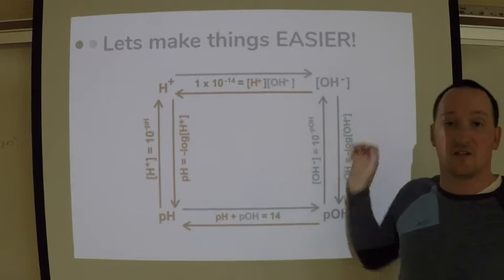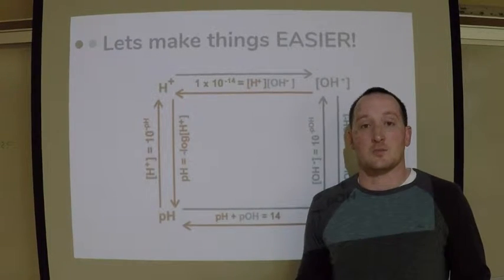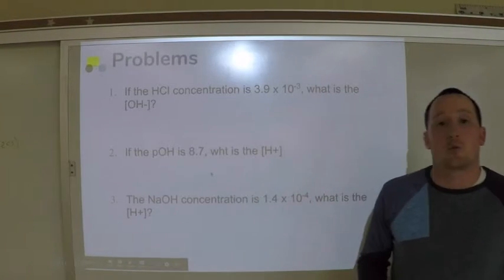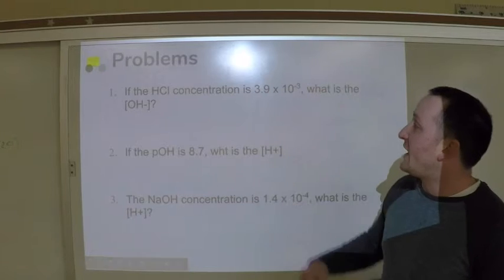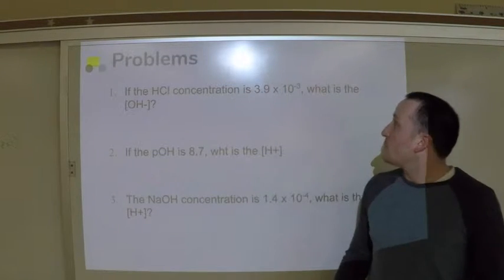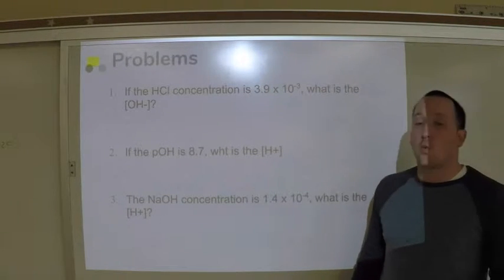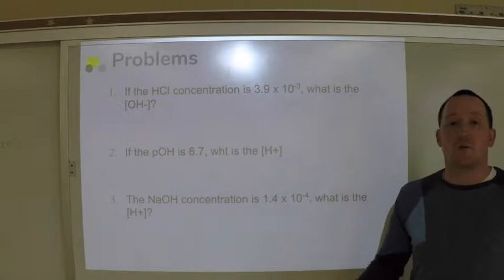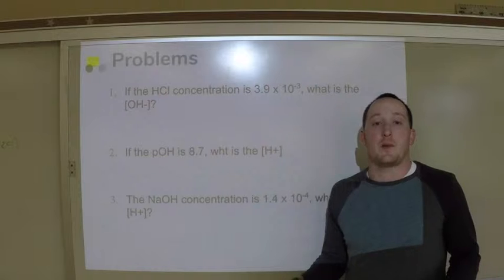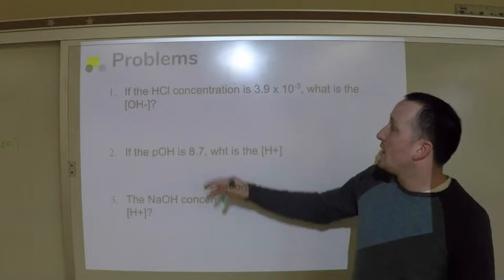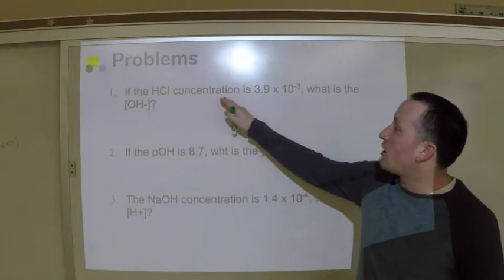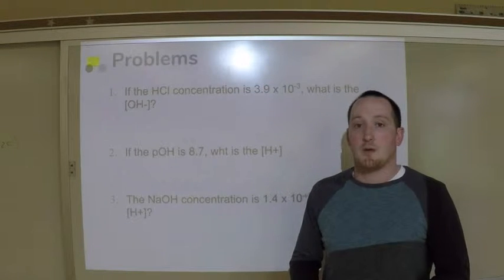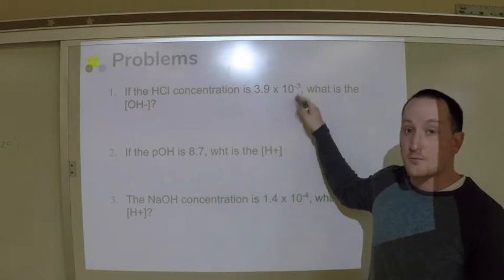Then you can continue doing that. We're going to walk through some problems right now to show you how to use this. So here are the problems we're going to work through. It says, if the HCl concentration is 3.9 times 10 to the minus third, what is the OH minus concentration? The first thing I would need to do is estimate my H+ concentration. Well, it says the concentration of HCl is 3.9 times 10 to the minus 3, and that would be molar.